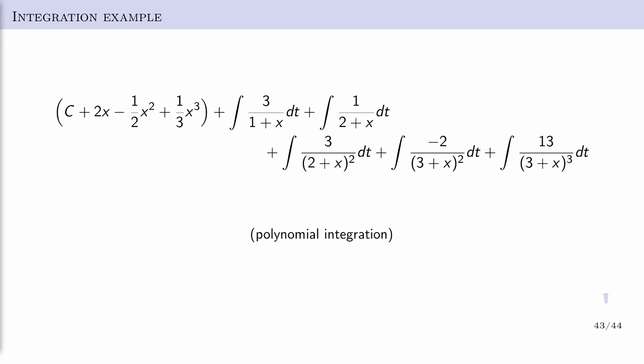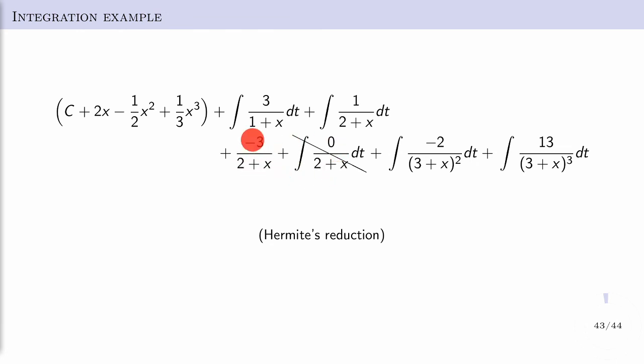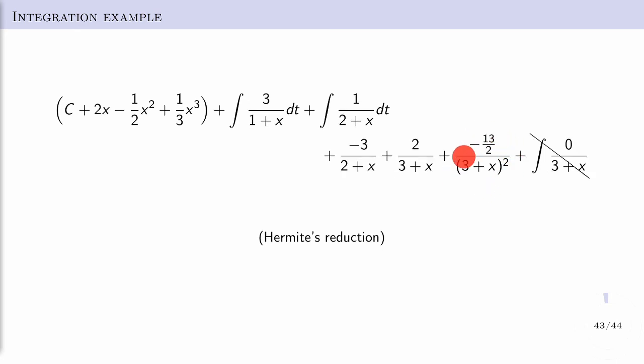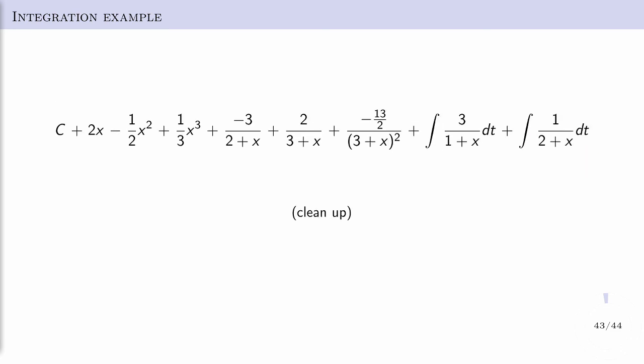Here the denominators have exponent 1, but in the second line the denominators have exponents 2, 2, and 3. So for all these three guys we apply Hermite reduction. So we reduce the first one and we have this rational function and this integral here is 0, so it cancels. Now we apply the same to this one. We have 2 over 3 plus x and this integral which is 0, so it cancels. And we apply the Hermite reduction to this guy and we get this rational function and this integral with 0 here, so it cancels.